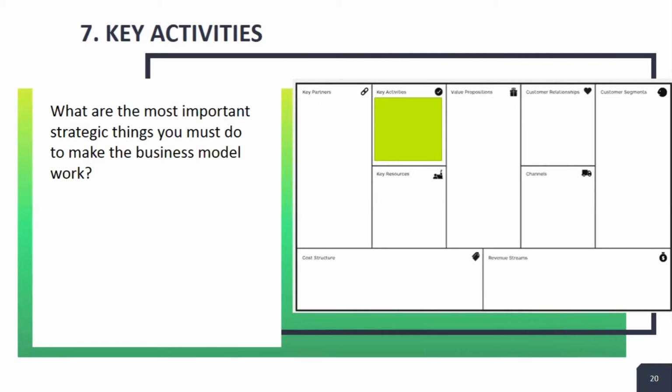There are three categories of key activities: production, designing, manufacturing, and delivering a product in significant quantities and or of superior quality. Problem solving, finding new solutions to individual problems faced by customers. Platform or network, creating and maintaining platforms. For example, Microsoft provides a reliable operating system to support third-party software products.